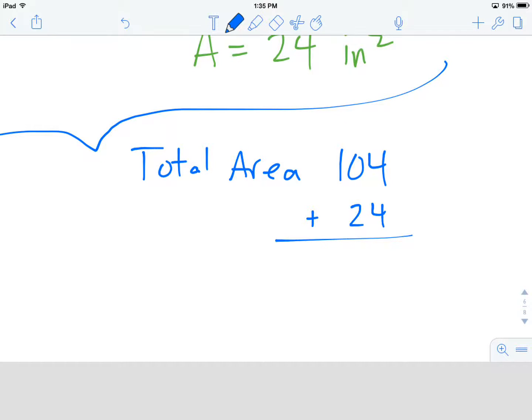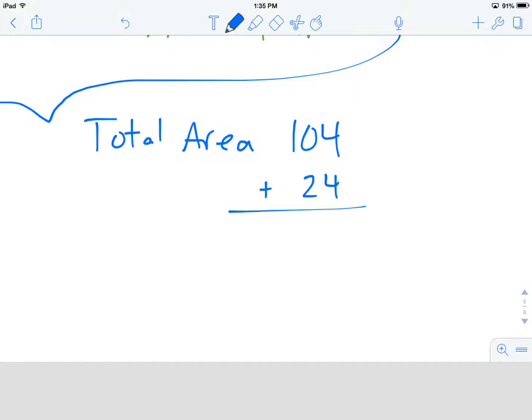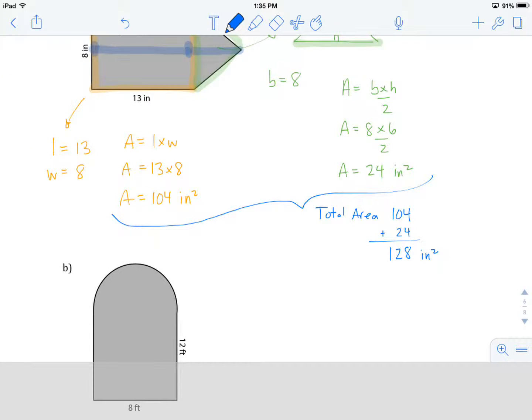Let's just do some quick vertical addition here. So 4 plus 4 will give me 8, 0 plus 2 will give me 2, and 1 plus 0 will give me 1, and can't forget my unit of measure. So my total area will be 128 inches squared.